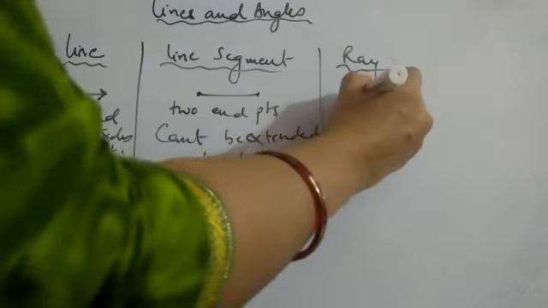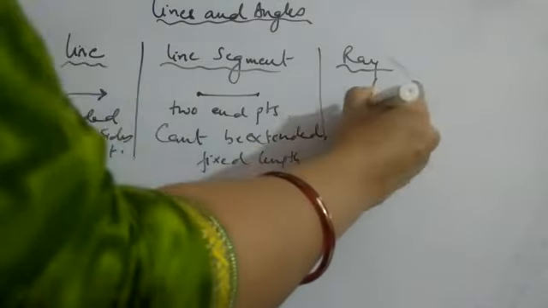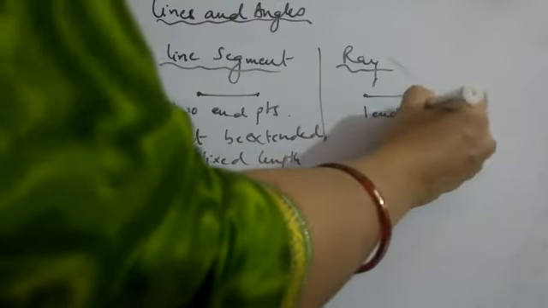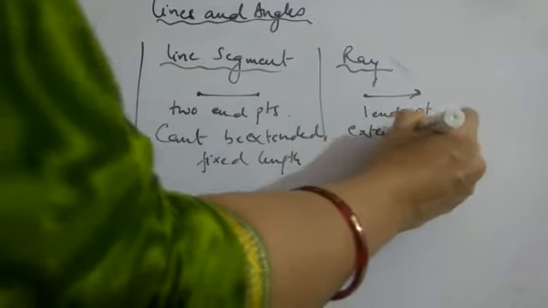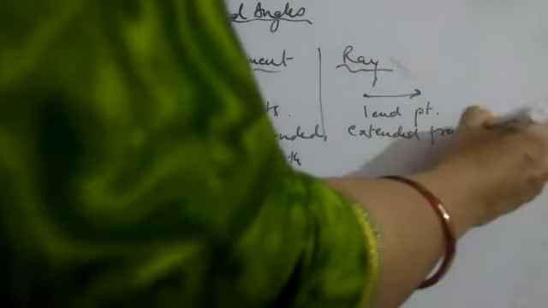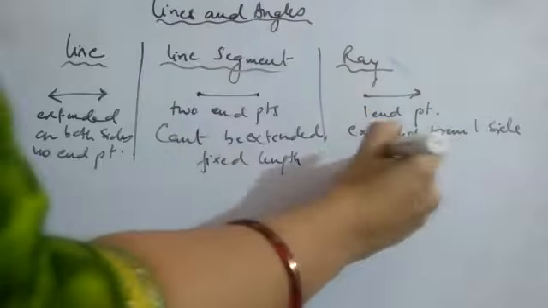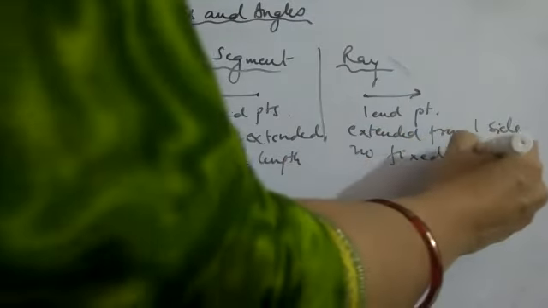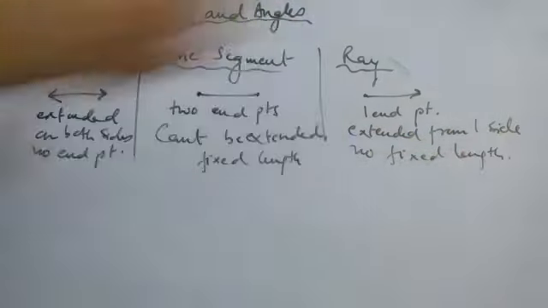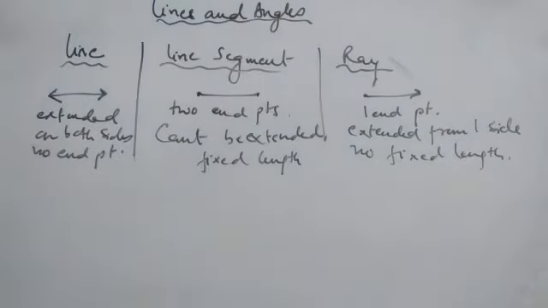Okay, and what is a ray? It has one end point, extended from one side, no fixed length. So for studying lines and angles, this is the first thing we should know.